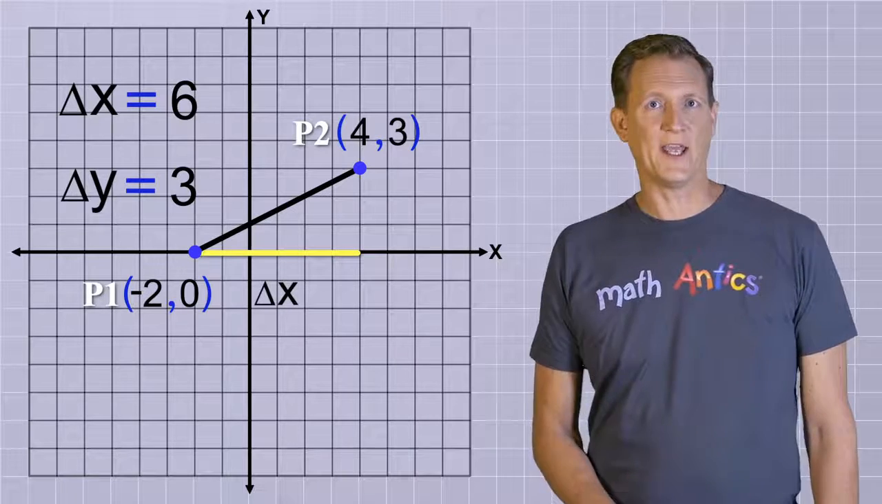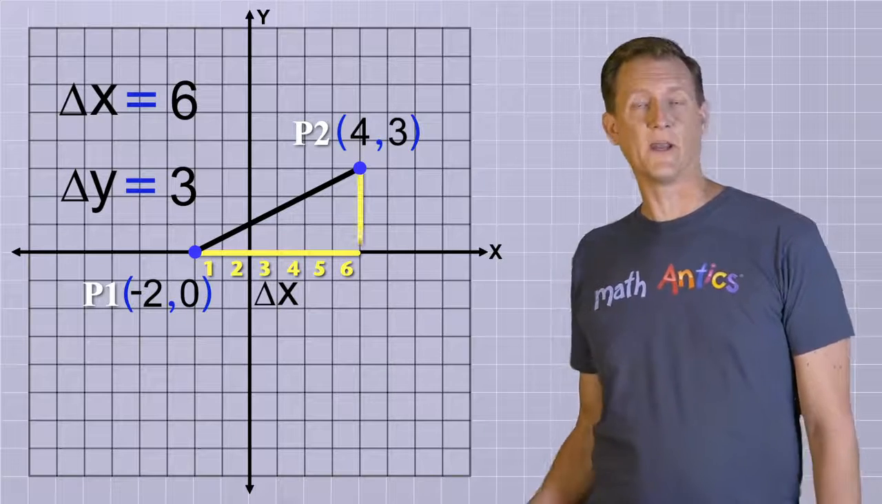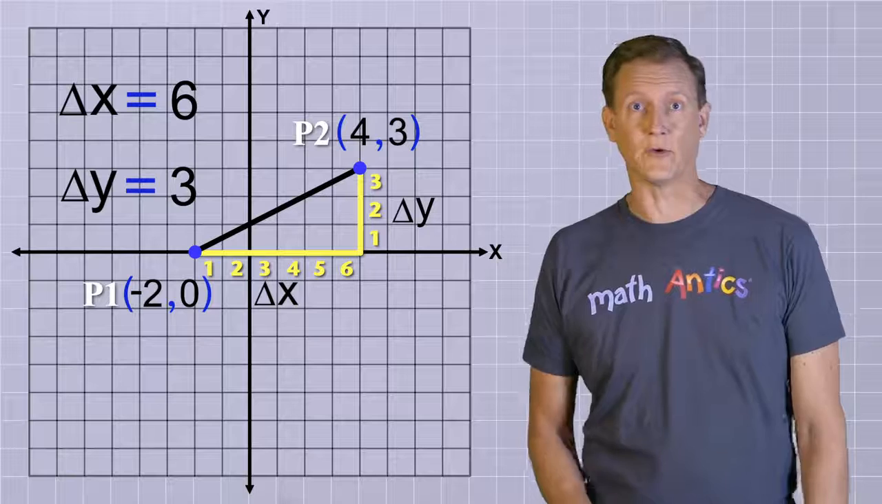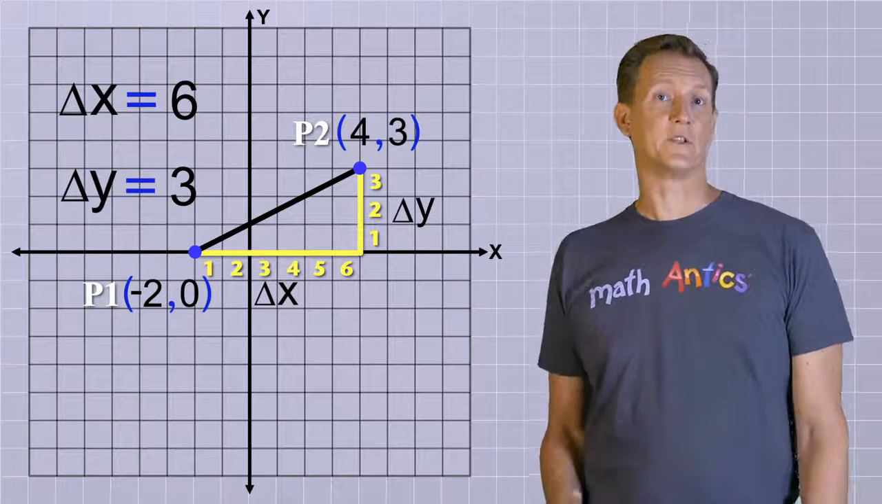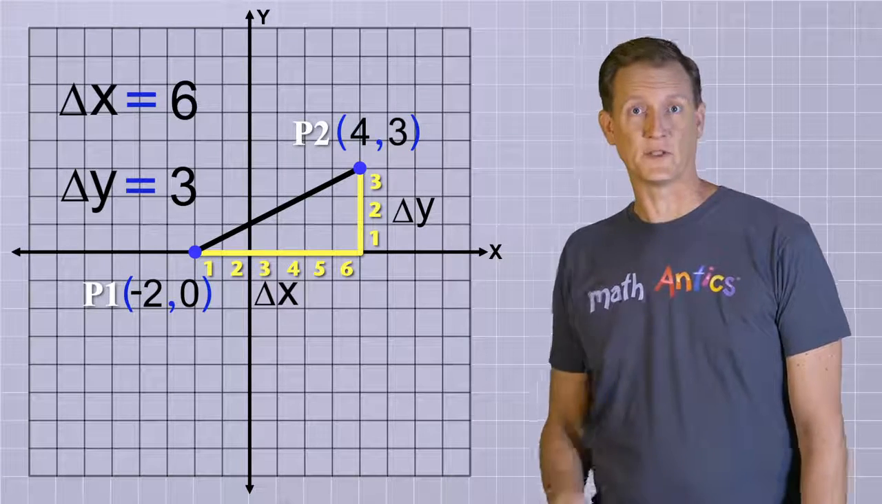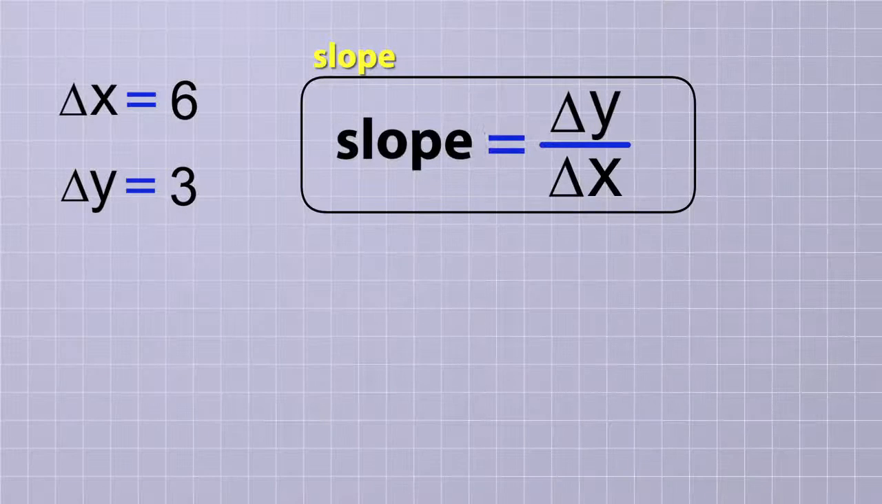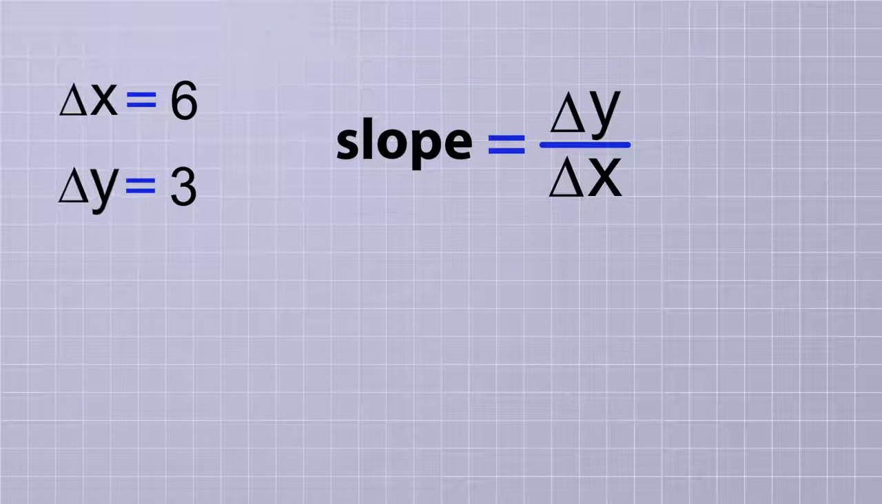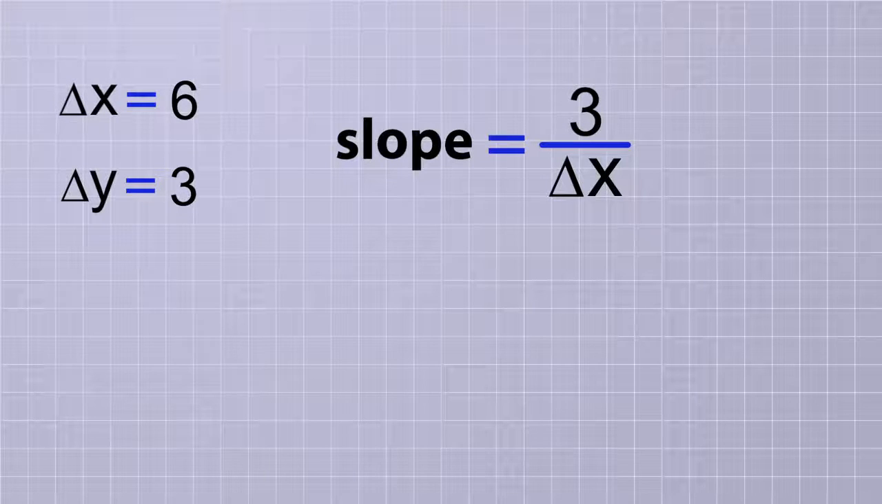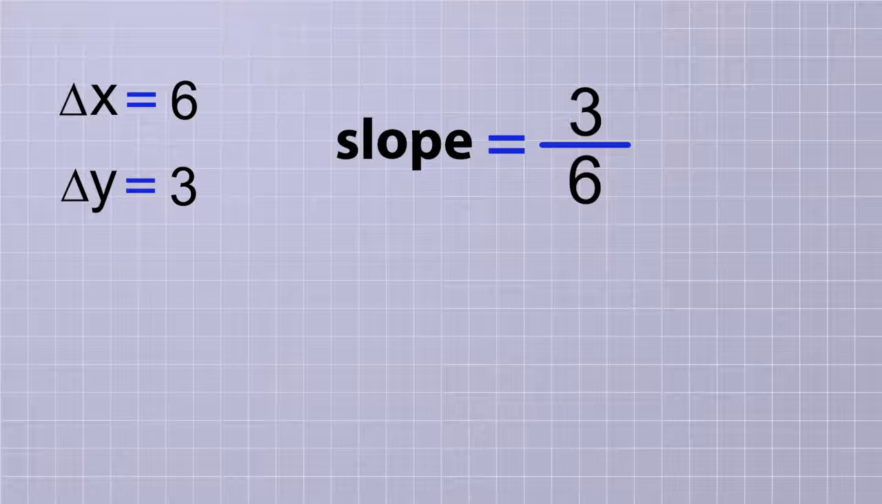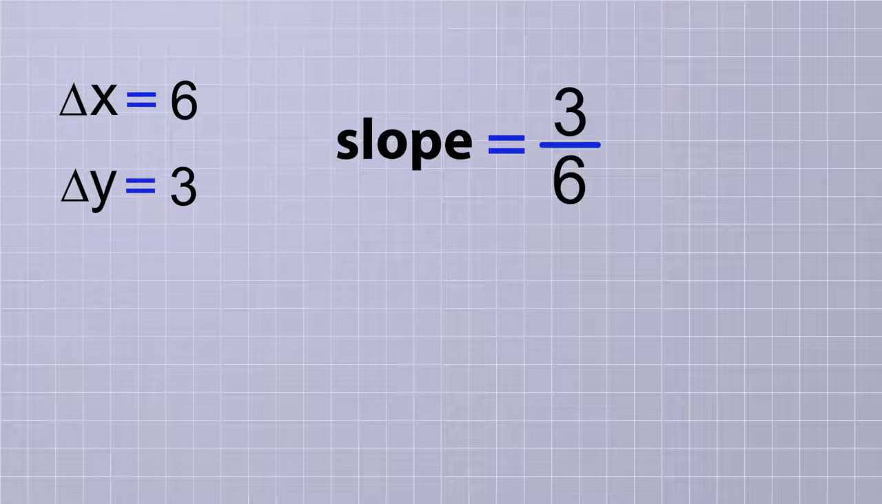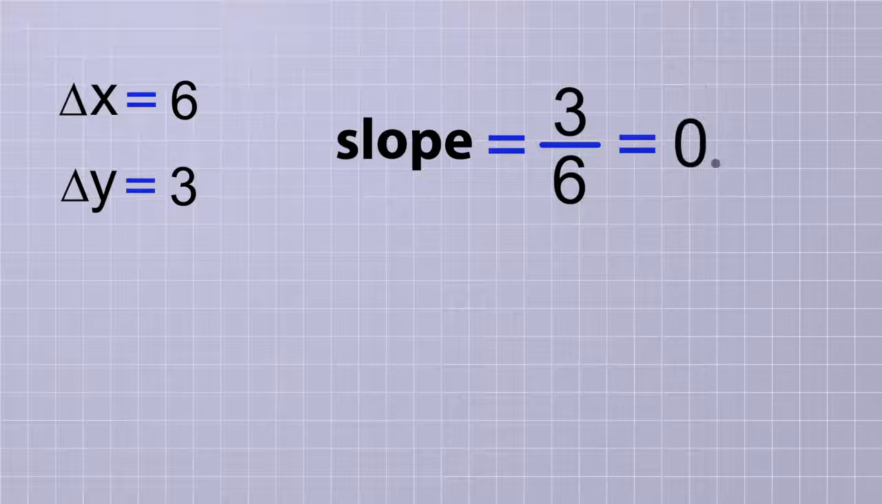The length of the delta x side is 6 units, and the length of the delta y side is 3 units. Now let's plug those delta values into the equations for slope and distance. Slope equals delta y over delta x. We just found that delta y equals 3 and delta x equals 6. So our slope equals 3 over 6, which simplifies to 1/2 or 0.5.